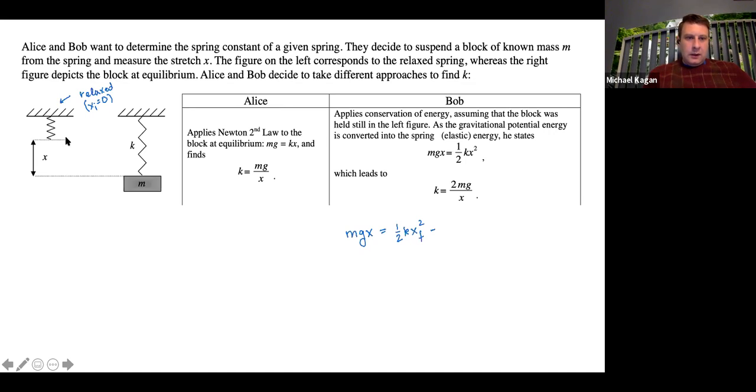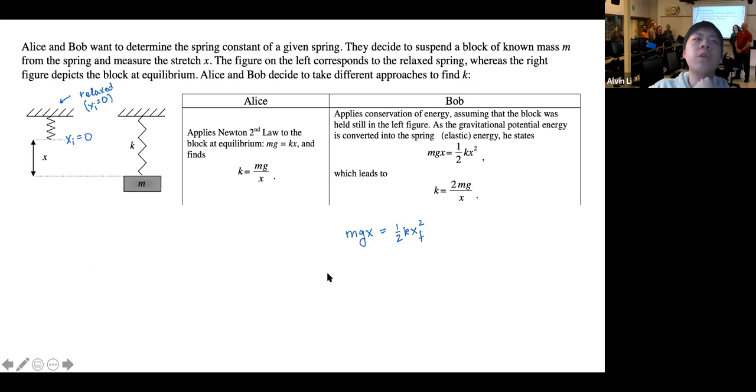Yeah, so this is the relaxed position. X is 0. At the end, it's stretched. Well, but it still has some energy in it because it's stretching under its own weight. So the energy isn't 0 in the beginning.